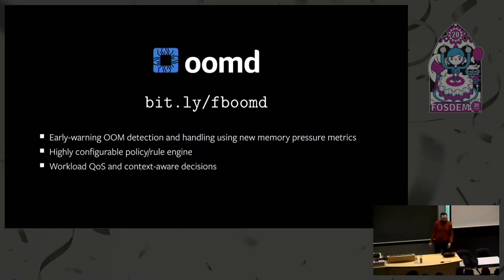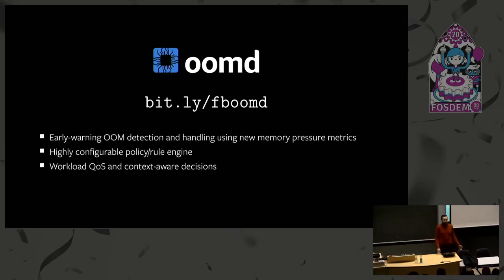These PSI metrics are also what powers our pre-OOM detection. We do this as part of a project which we've open sourced called oomd. oomd is a user space killer with a really fine-grained policy engine, so no more of this kind of scores stuff. This allows you to encode policies about what to do in certain situations.